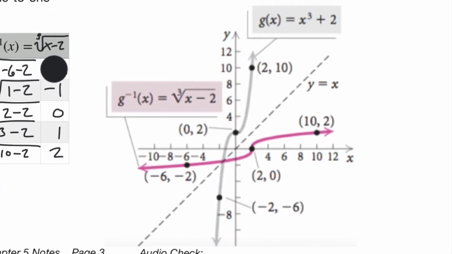what you get is you get this red graph, and you can see it's been flipped over the line y equals x. (2, 10) goes down to (10, 2). (0, 2) goes down to (2, 0). (-6, -2) goes down to (-2, -6).